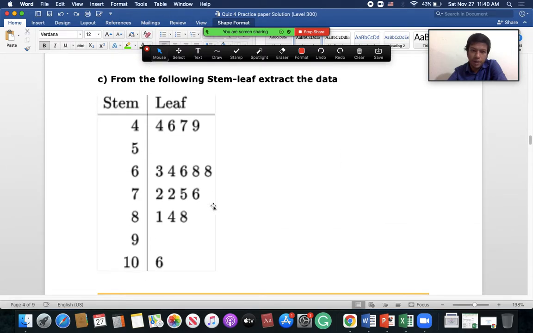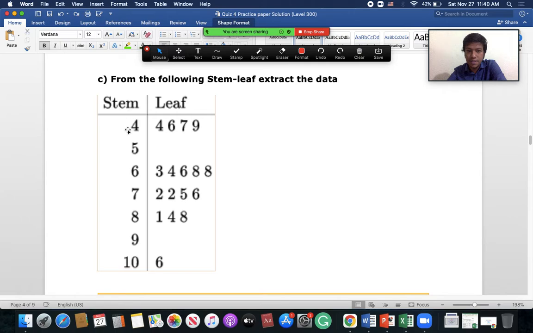And these are stem and leaf. So this is 44, 46, 47, 49. Then for 50, no numbers, 63, 64, 66, 68, 68. So see, 68 comes 2 times, and actually no other numbers are repeating here. That means 68 is the mode. Suppose someone asks you what is the mode in this stem and leaf diagram.